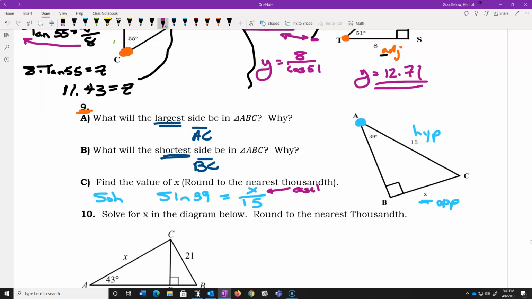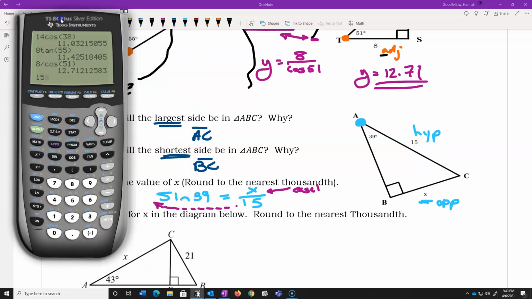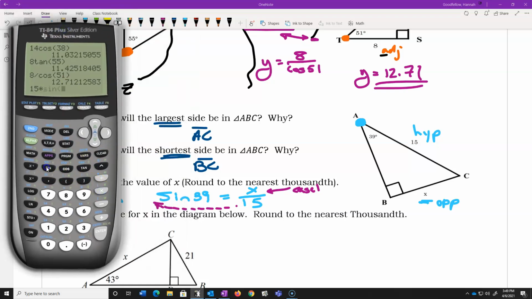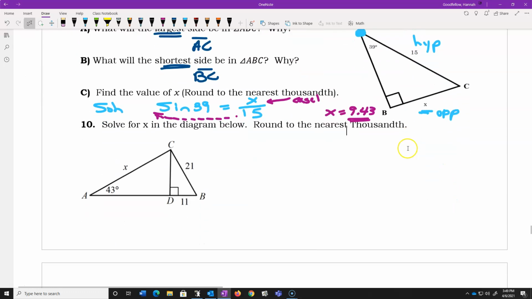And in case 1, this guy just moves out to the front, and I'd plug it in as 15 times sine of 39. Let's see what I end up getting here. Check my mode. Yep, we're doing good there. 15 times sine of 39, and you get an answer of 9.43. So x in this case is 9.43 units. Okay, pretty straightforward, huh? If you follow the steps, you will be golden, all right? So make sure that you do.